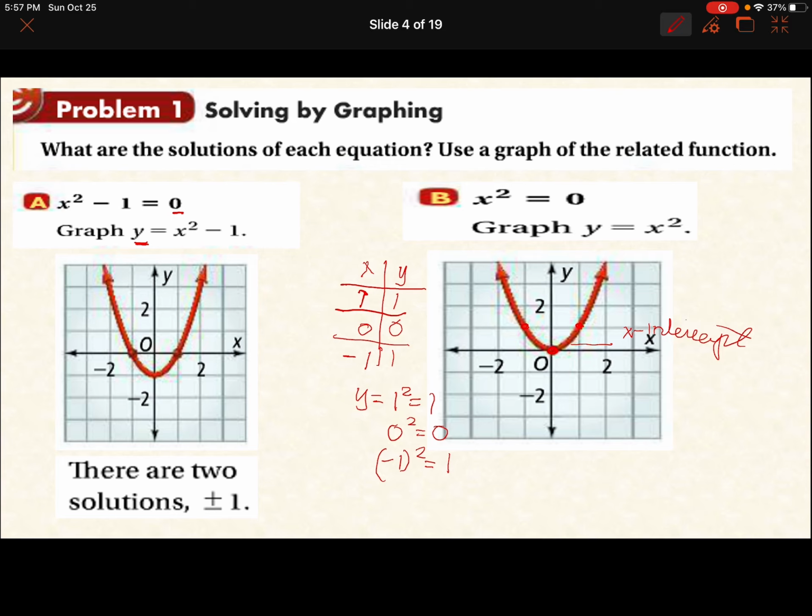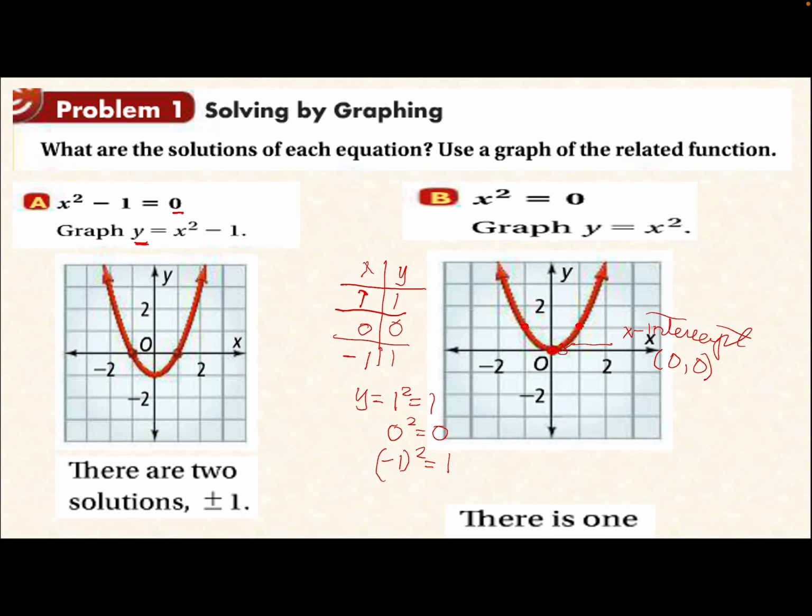Okay? What are the coordinates of this x-intercept? You have (0, 0). So the solution of the given quadratic equation is 0. Okay?